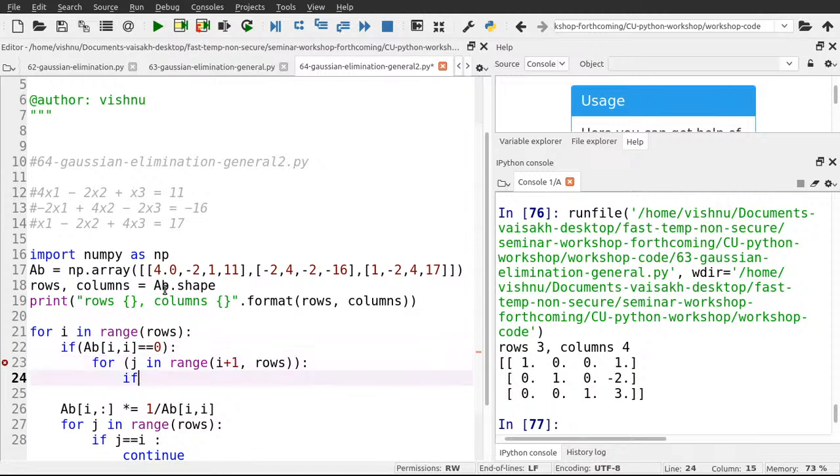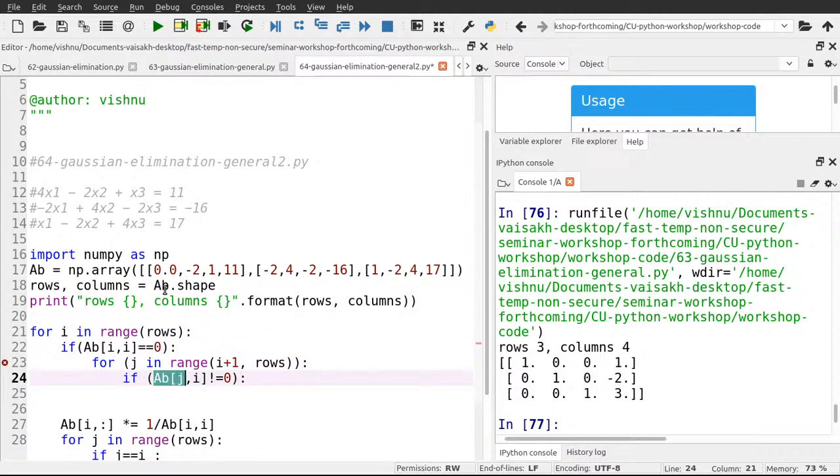So, what should we check? The corresponding entry just below that. Entry just below that means the column is unchanged, but the row is changing. The row is J. If this is not equal to 0, suppose that the first row is equal to 0, for example suppose that we are taking this to be equal to 0. In that case, we should try to interchange this particular row with the next row. So if ABJI is not equal to 0, we are going to interchange.